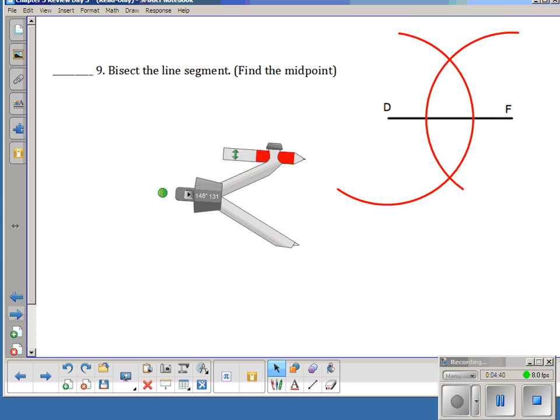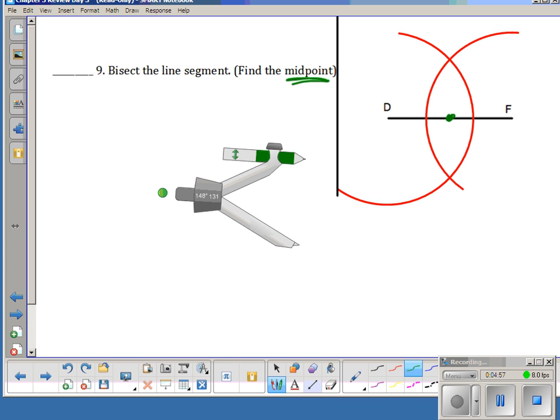And when it says bisect a segment, or in other words, find the midpoint, all you're doing is taking your straight edge. Now you don't need this line, that's my straight edge though, and you just need to mark the midpoint. So I marked the midpoint. I don't need the line. That's just my straight edge. So I've marked the midpoint.